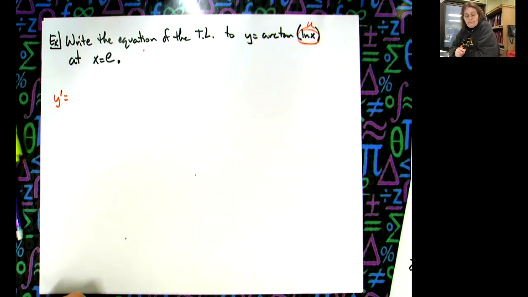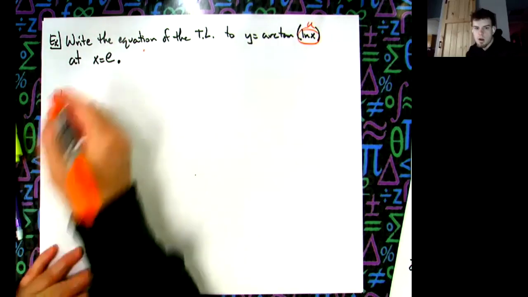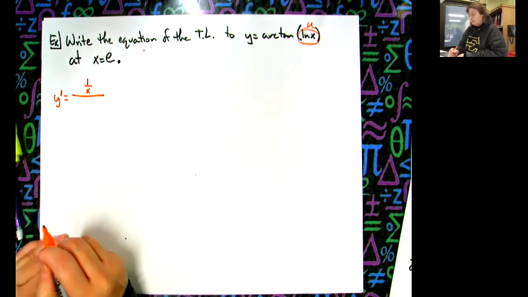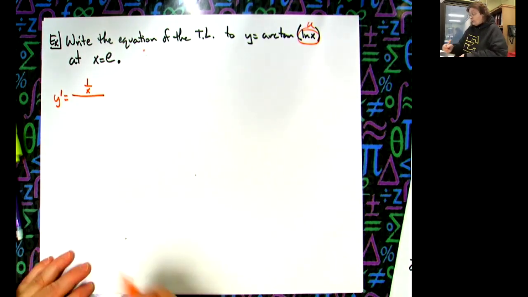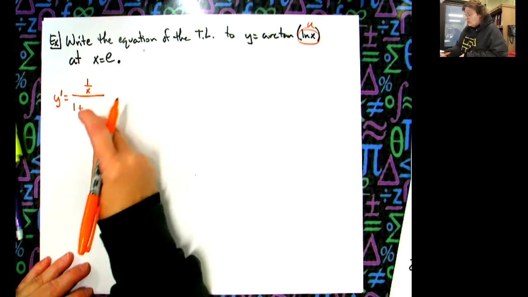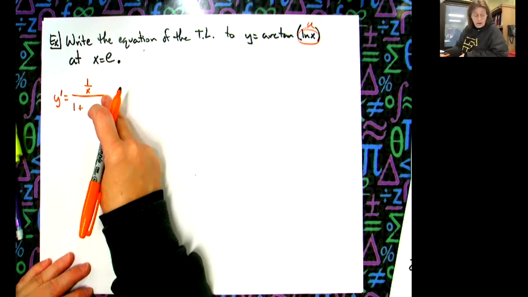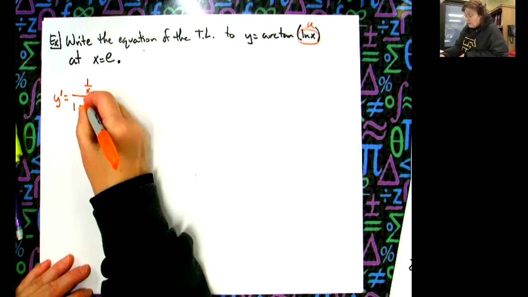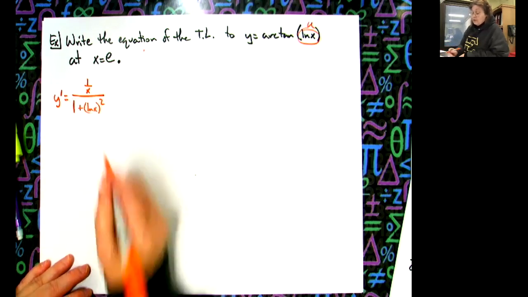Somebody tell me. 1 over x. Thank you very much. So 1 over x is going to be in that numerator. It's going to be yucky, but that's okay. And then we're going to have a 1 plus a u squared. Our u is natural log of x, so natural log of x squared. So that's my derivative.